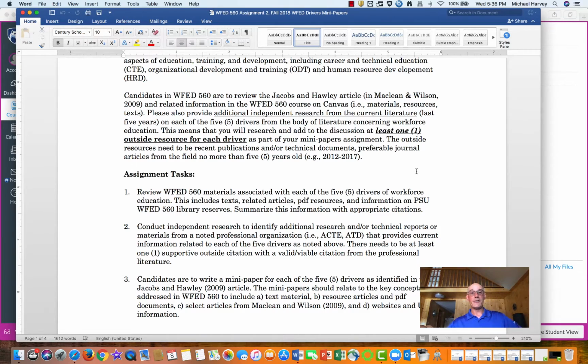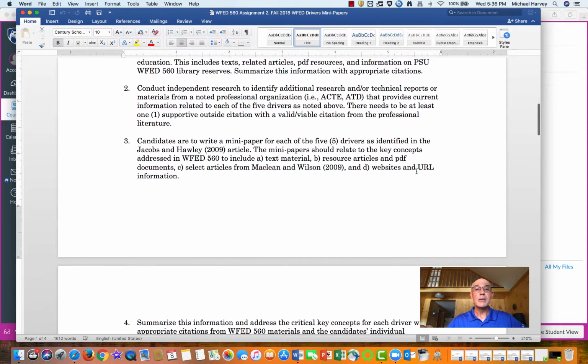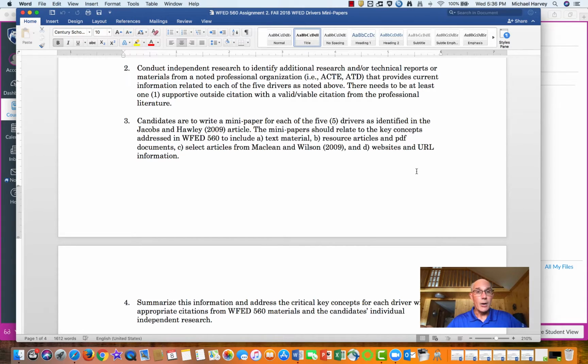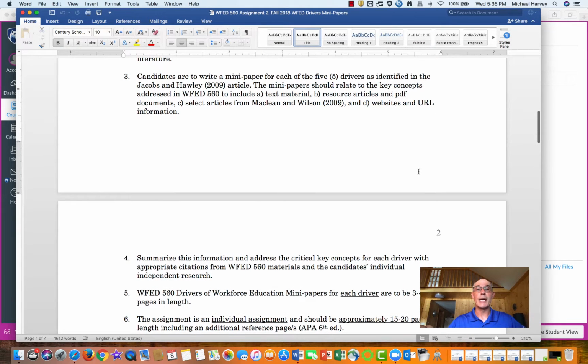It's important as far as the assignment to take a look at the tasks. Review the materials, summarize the information, have an outside resource that's going to support that information as well. Conduct independent research and reading, equate that with your professional organizations, and find at least one outside supporting piece of literature with an appropriate citation that is research-based for each one of those drivers. So from there, candidates are to write a mini paper for each of the 5 drivers. These are 5 separate papers that are included in one assignment.